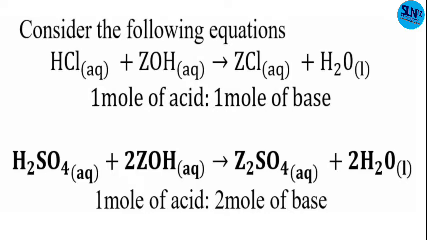But in the case of using sulfuric acid reacted with ZOH, or Z hydroxide, it gives the product Z sulfate plus water. Molar ratio: 1 mole of acid reacted with 2 moles of base. So by looking at those two equations, the number of moles of base is changed from 1 mole to 2 moles in the second equation. In that case, we answer that question as follows.